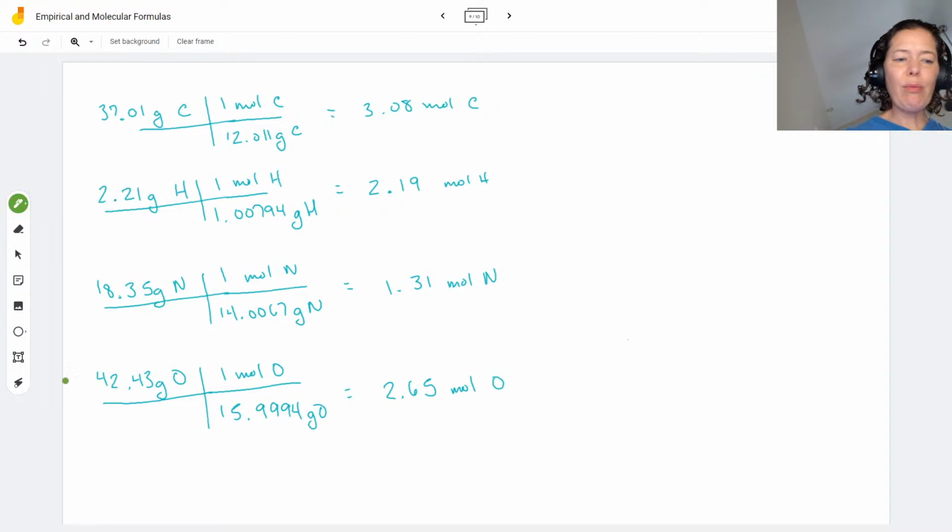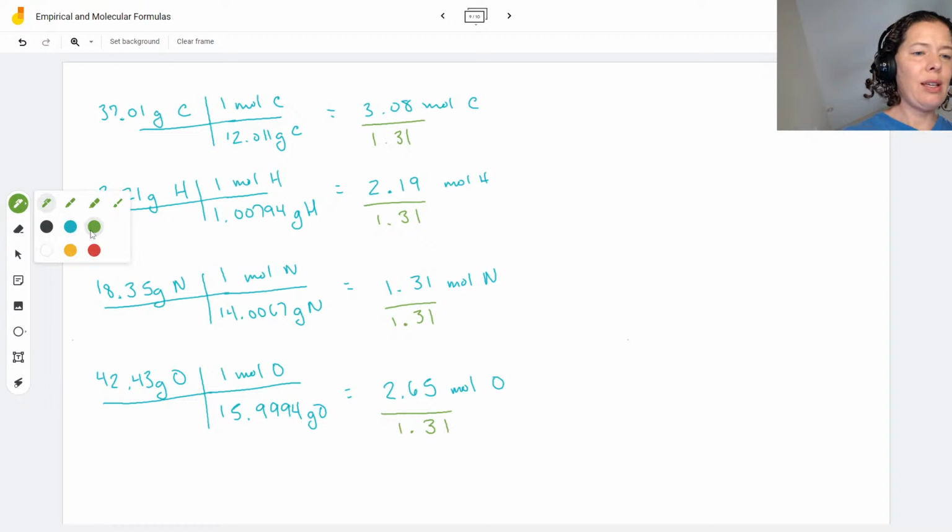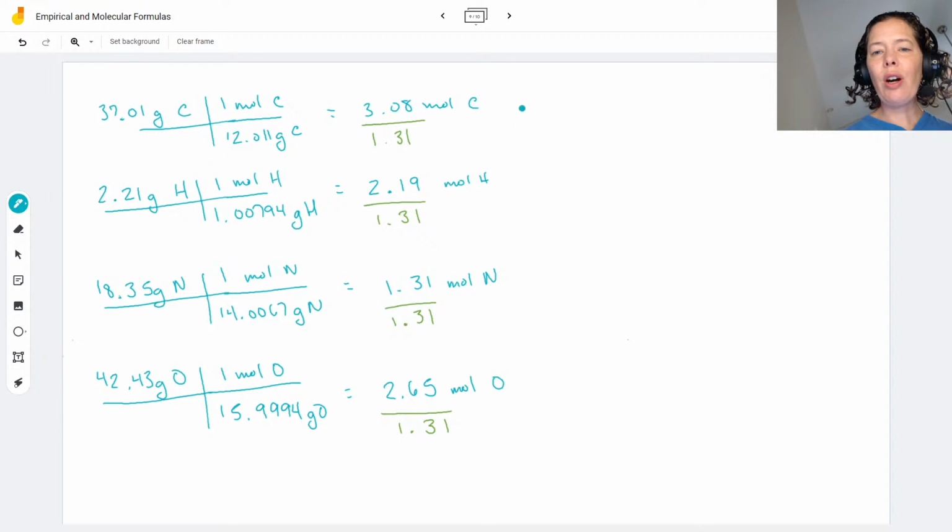So my smallest number is my 1.31, my nitrogen. So I'm going to divide everything by 1.31. Let's get some ratios here. All right, so when we do carbon, we run into a bit of a problem. I'm just going to go ahead and write it down. We get 2.3. Let's just keep going. For hydrogen, again, we're getting something a little unusual. We're getting 1.6. At least nitrogen is 1. We know that, right? And our oxygen ends up being 2.